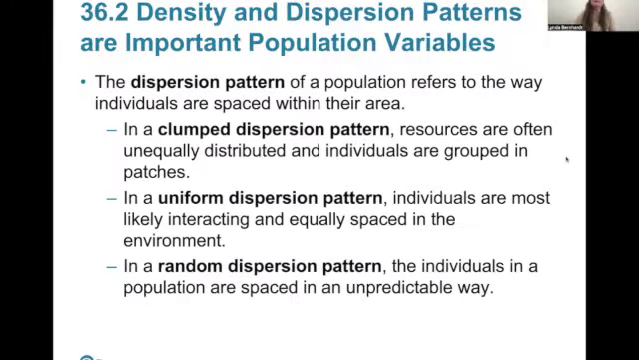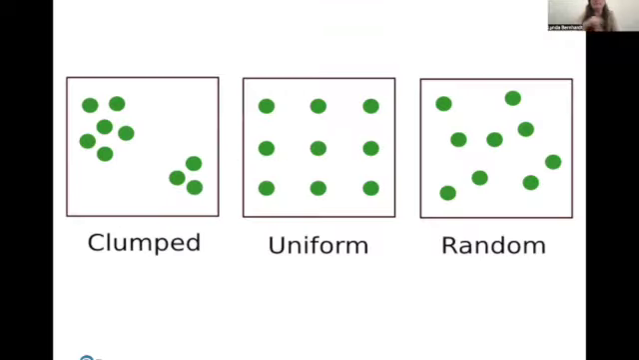Dispersion pattern. So this is basically how it's dispersed. A lot of times when we're talking about population, species, whatnot, we tend to just immediately think of animals. We forget about plants. We're going to be looking at plants for this stuff. We have the clumped dispersion pattern, and we have pictures coming up in just a moment. Uniform and random. So here you go.